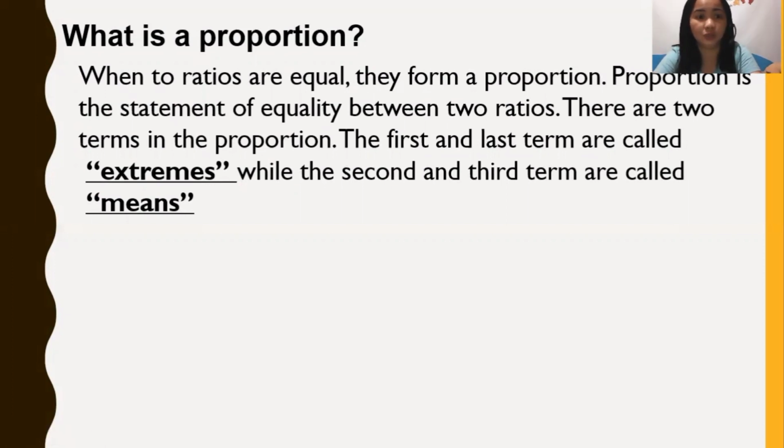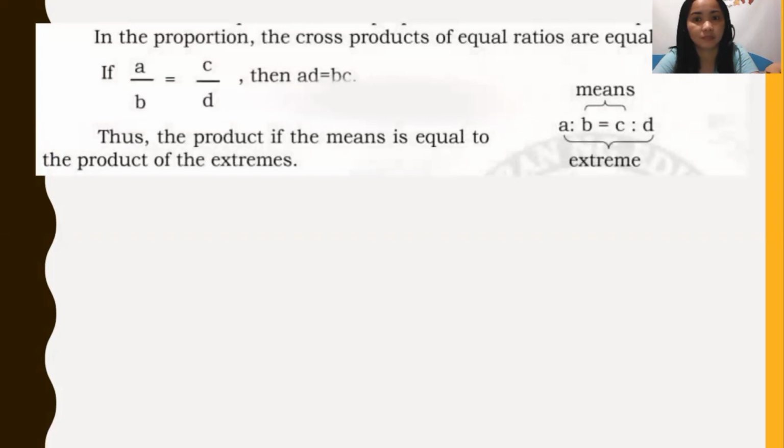There are two terms in the proportion. The first and last terms are called extremes, while the second and the third terms are called means. In the proportion, the cross products of equal ratios are equal. If A is to B equals C is to D, then AD is equal to BC. Thus, the product of the means is equal to the product of extremes.